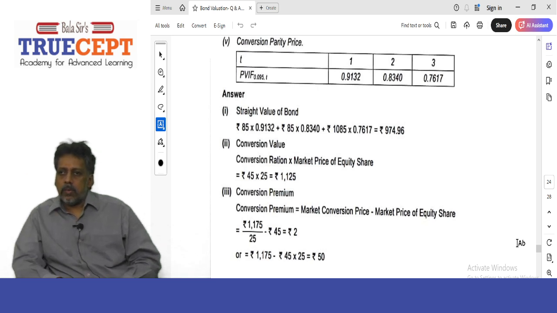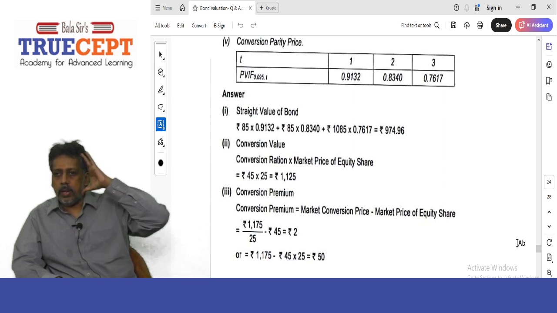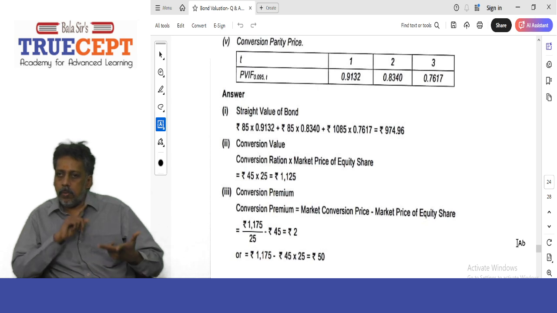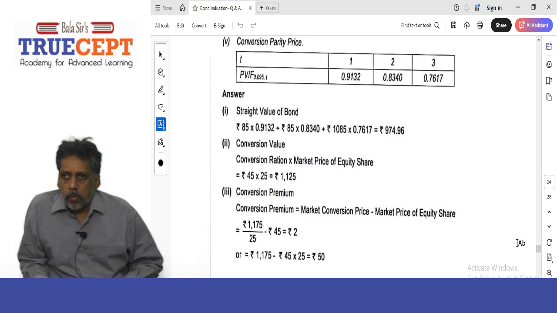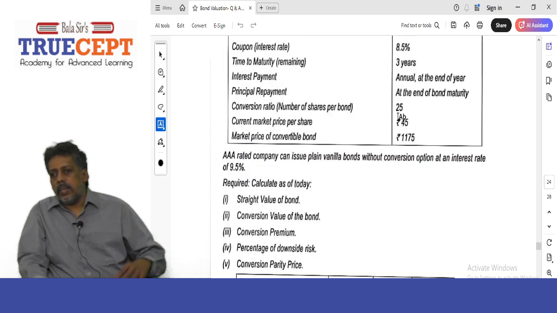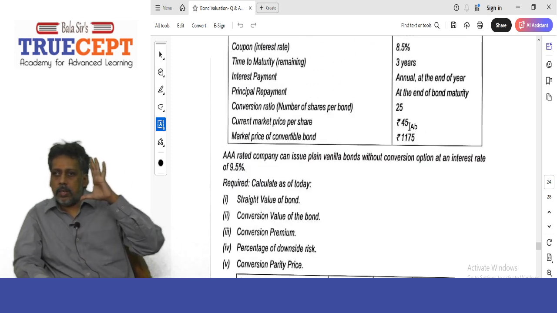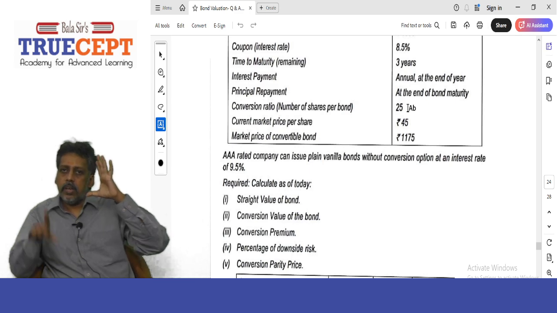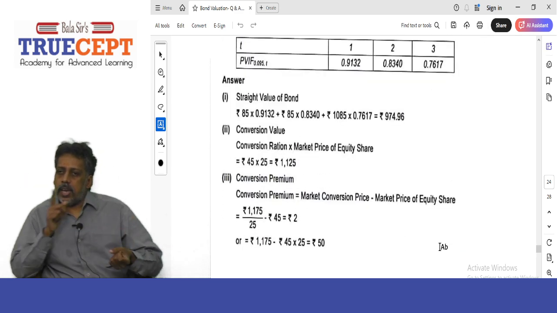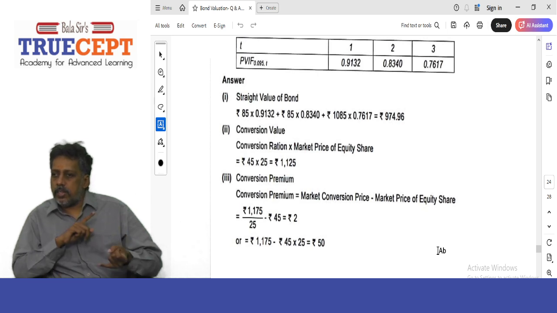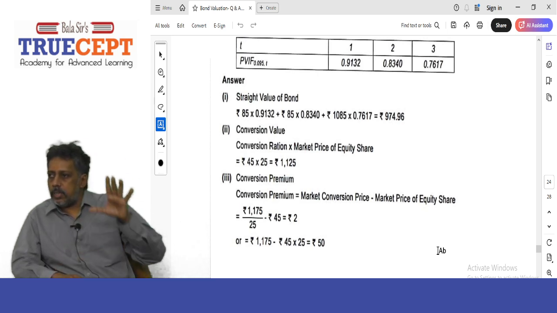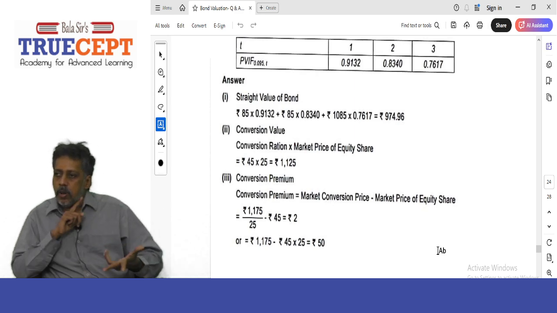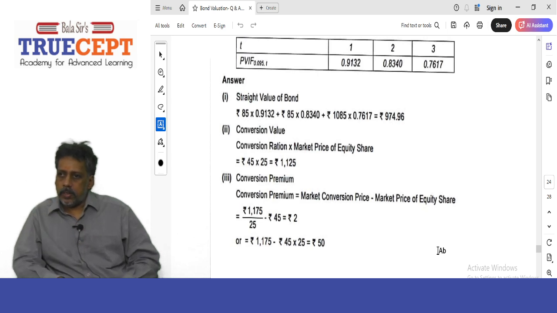Number 2, you have been asked to find the conversion value. Very simple. From the previous example, conversion ratio into the market price per share. Now tell me, what is the market price per share? It is 45 rupees. And what is the conversion ratio? It is 25 shares. So 25 shares into rupees 45 per share works out to rupees 1125. That is called the conversion value, also known as the stock value of the bond.